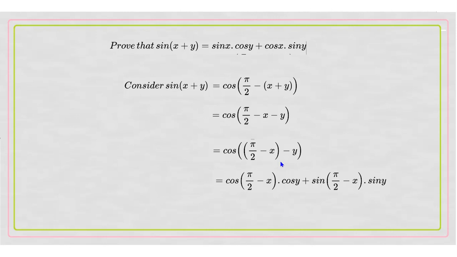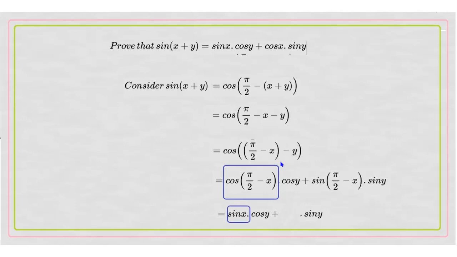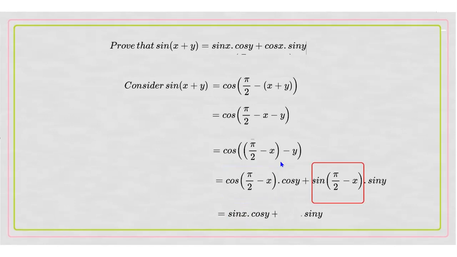Next, let us use the previous formula. What is cos of pi by 2 minus x? Cos of pi by 2 minus x is equal to sin x. And similarly, what is sin of pi by 2 minus x? Sin of pi by 2 minus x is cos x. And we will have the result sin of x plus y is equal to sin x cos y plus cos x sin y.